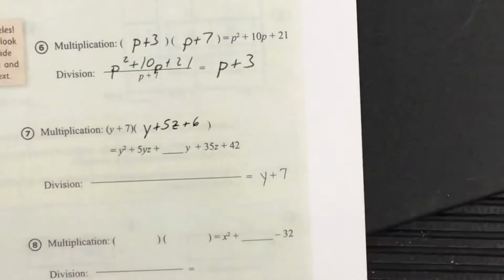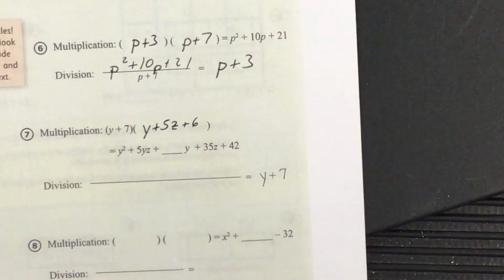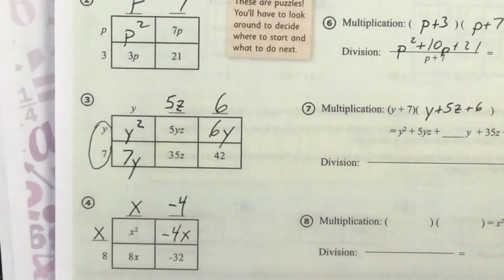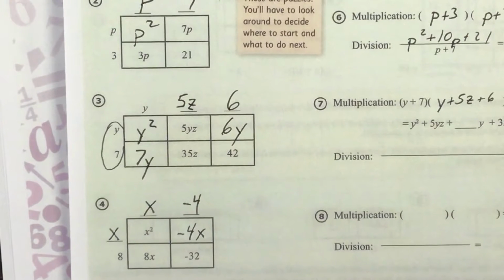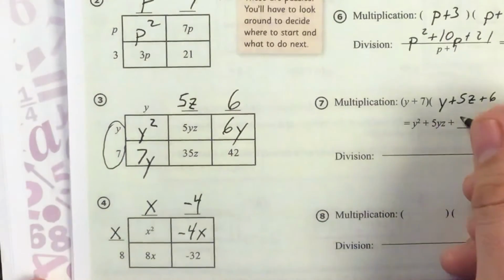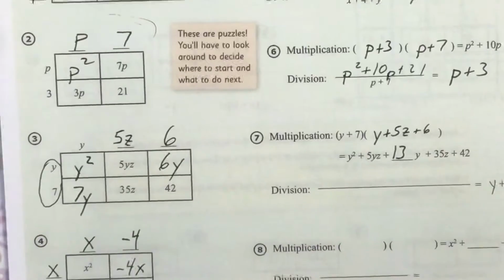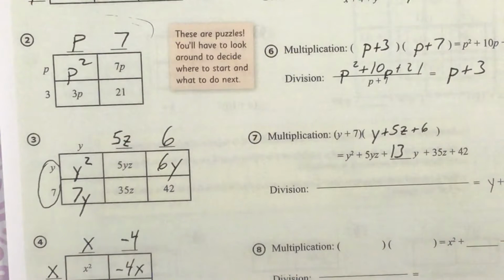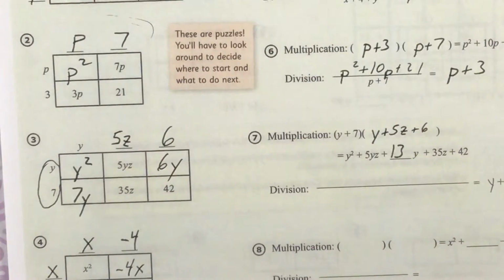Now, what goes in for y's? How many y's do I have there from my diagram? 2. And what's the value of those y's? 13. 6y and 7y is 13y. Why doesn't the y squared count? It would have to just be a y squared. Has to be the exact same to be like terms.